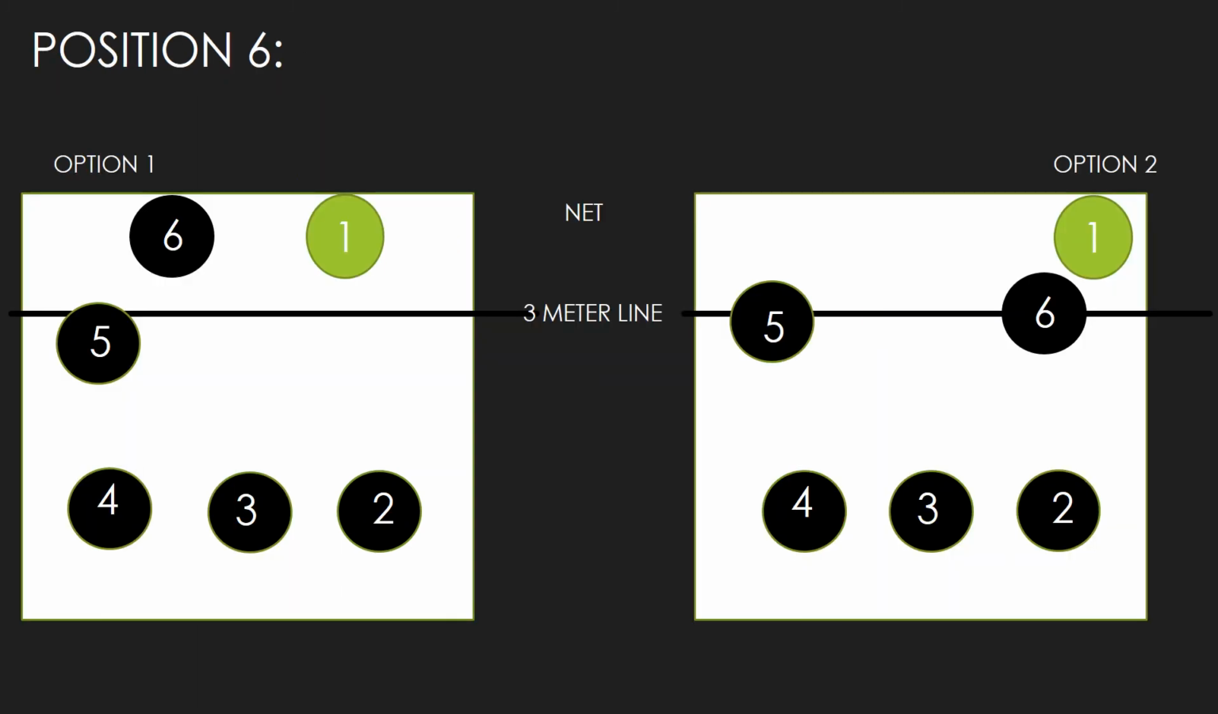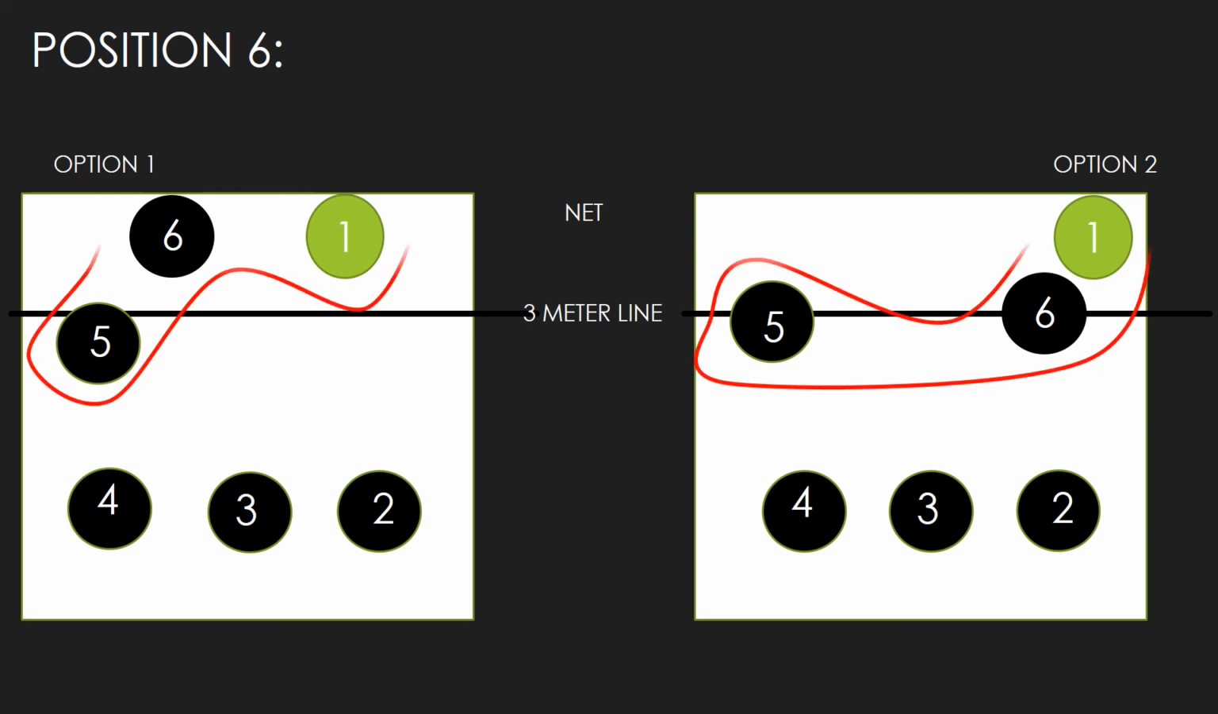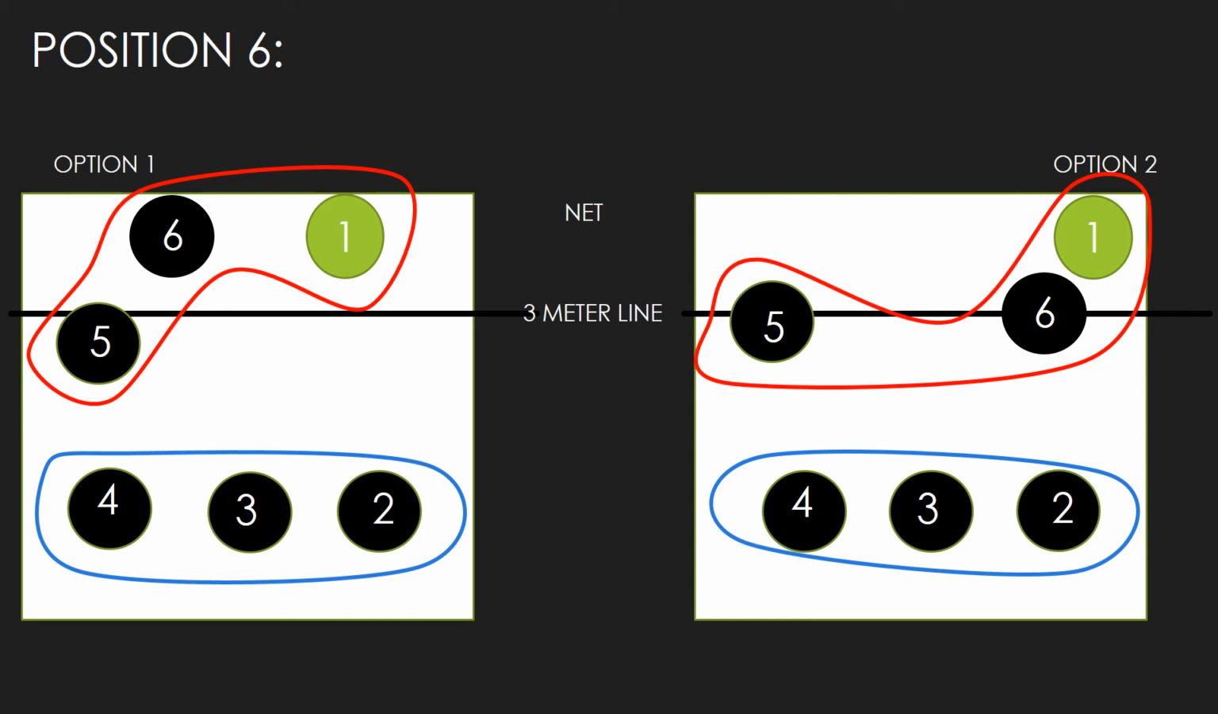So let's move on to our final position 6, and here is where our setter is in right front. This is probably one of the setter's favorite positions, because when they are receiving the ball, the spot that they're supposed to receive it is right where they are, so they don't have to move as much. And in this situation, our front row players are 1, 6, and 5, and our back row players are 2, 3, and 4.